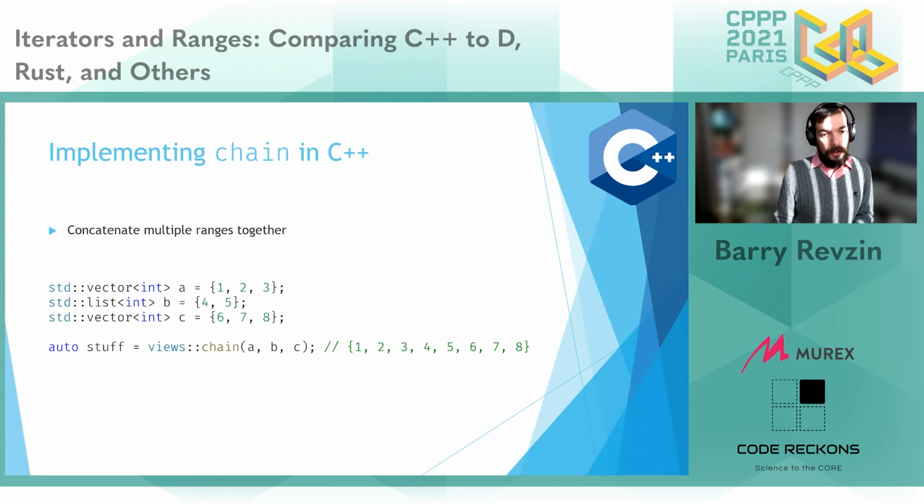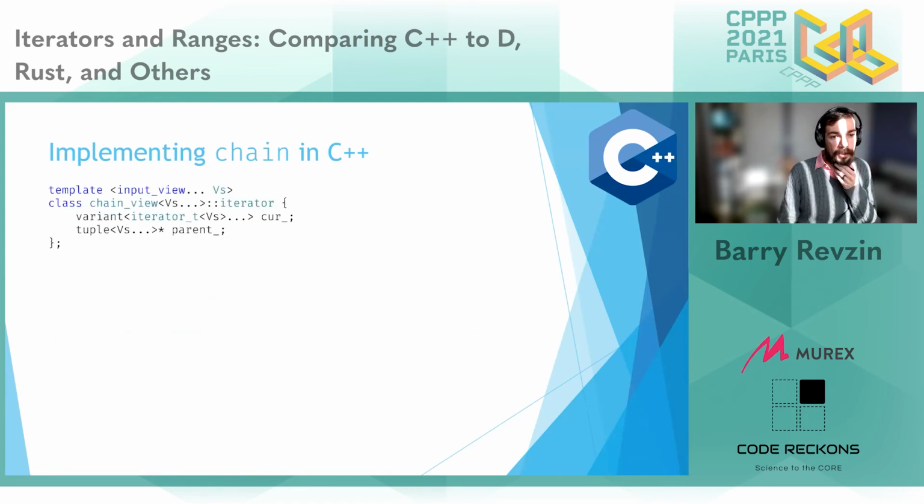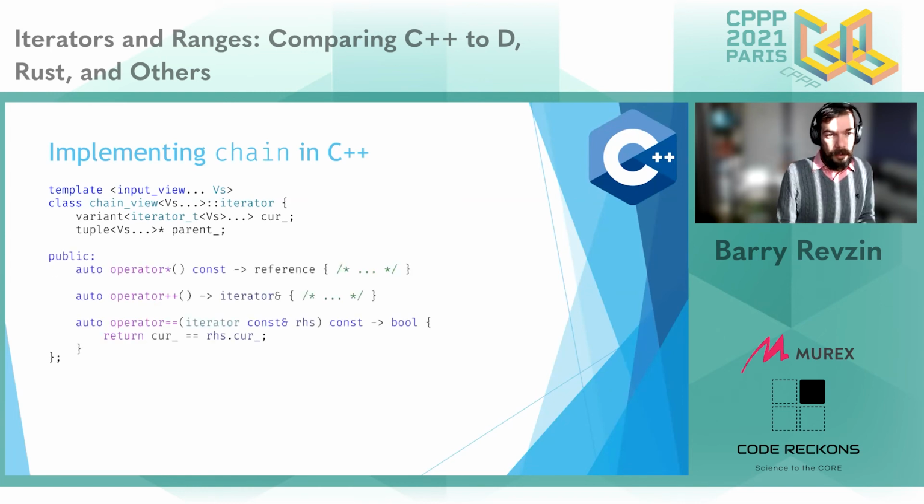What chain also allows is to chain together ranges of different types, as long as their underlying elements are compatible. In this case, I have two vectors of int and one list of int. That's fine. They're both ranges of references to int. So this works without issue. Let's go over how to implement this in C++ real quick. This is one of the more complicated adapters to implement, because we need a variant: we don't know which underlying iterator we're currently on, so we need to be able to support all of them. That's a variant.